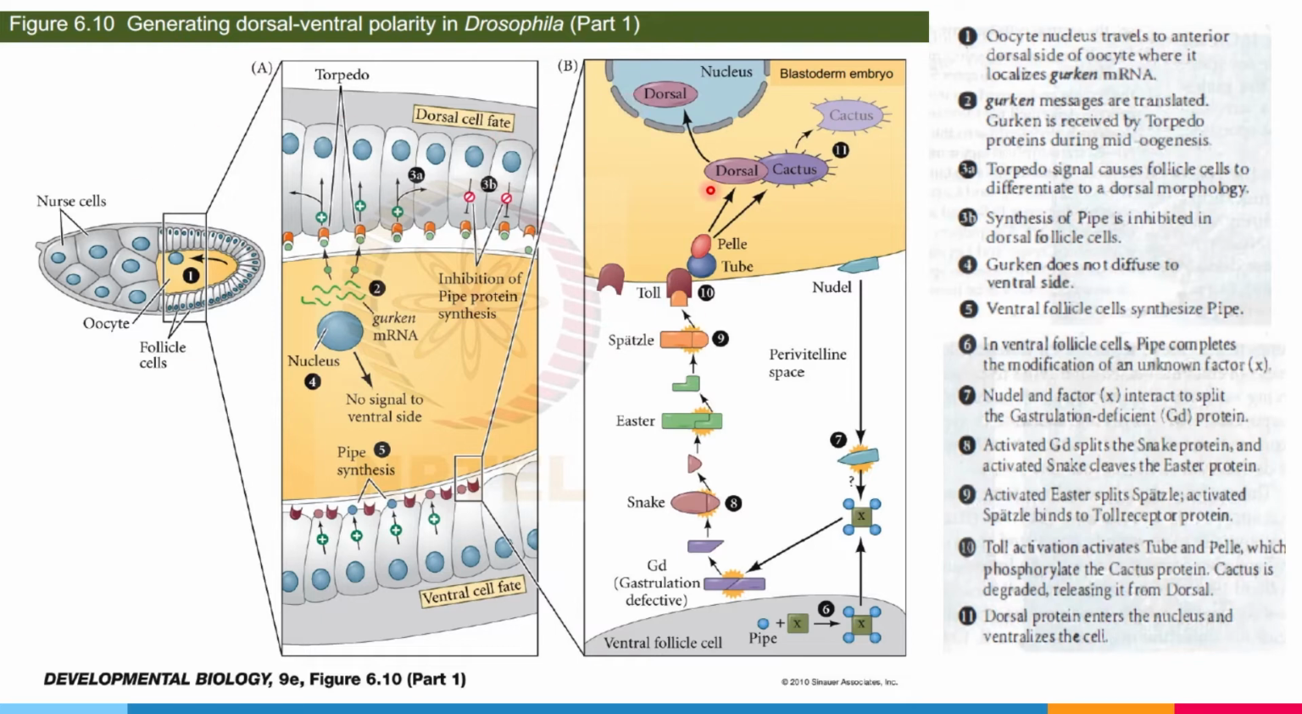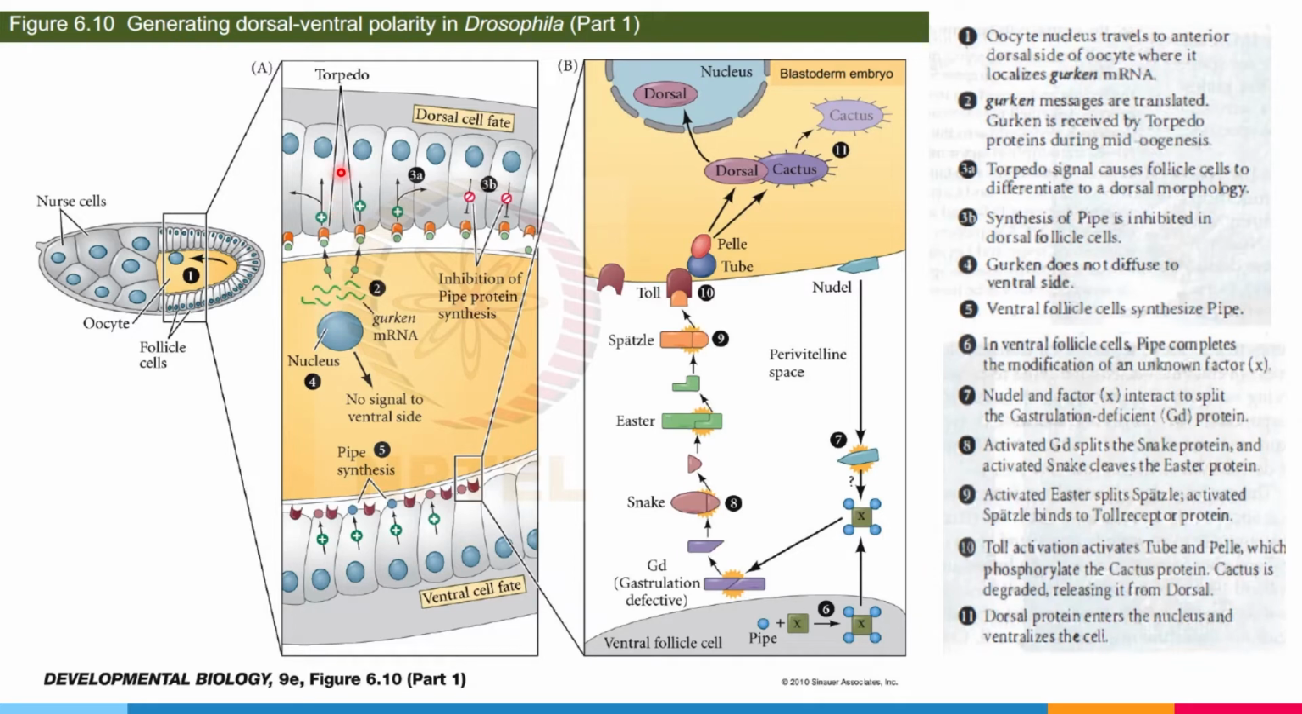So this is the entire diagram of how exactly dorsoventral specification occurs. We'll go through it one by one. What happens is that first the nucleus of the oocyte is transferred to a dorsal region. So the nucleus travels to this particular region, and then the nucleus deposits the Gurken mRNA towards the somatic cells, which are the follicle cells.